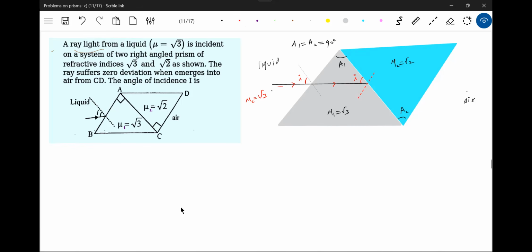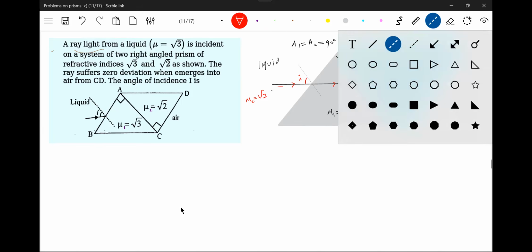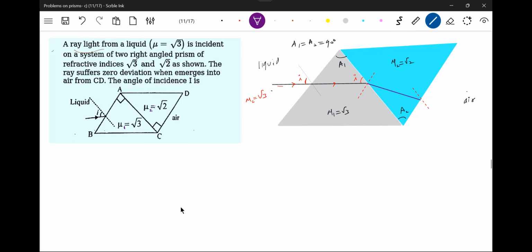Though it looks like a boundary, the medium is the same, so the ray will go undeviated. Here it will encounter a boundary. It is moving from denser to rarer, so it should bend away from the normal. Then again, the ray is moving from denser to rarer, so it should bend away from the normal.